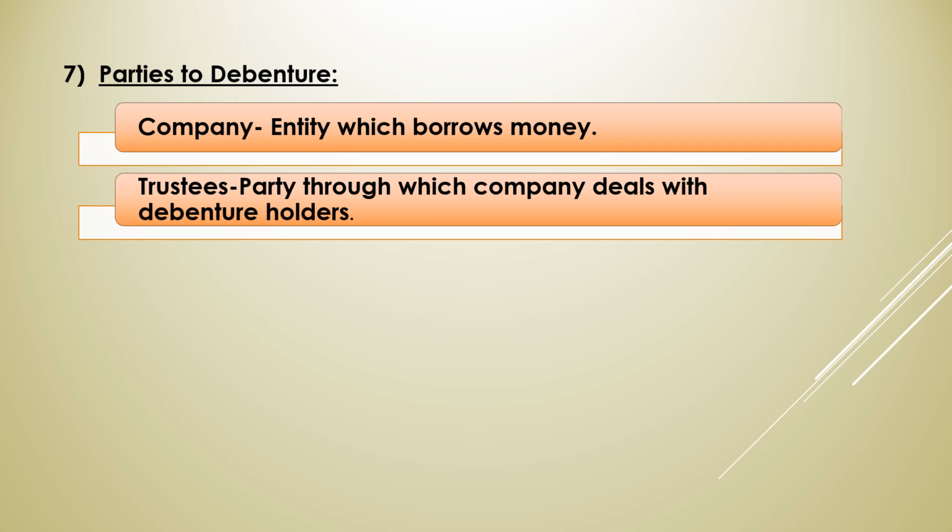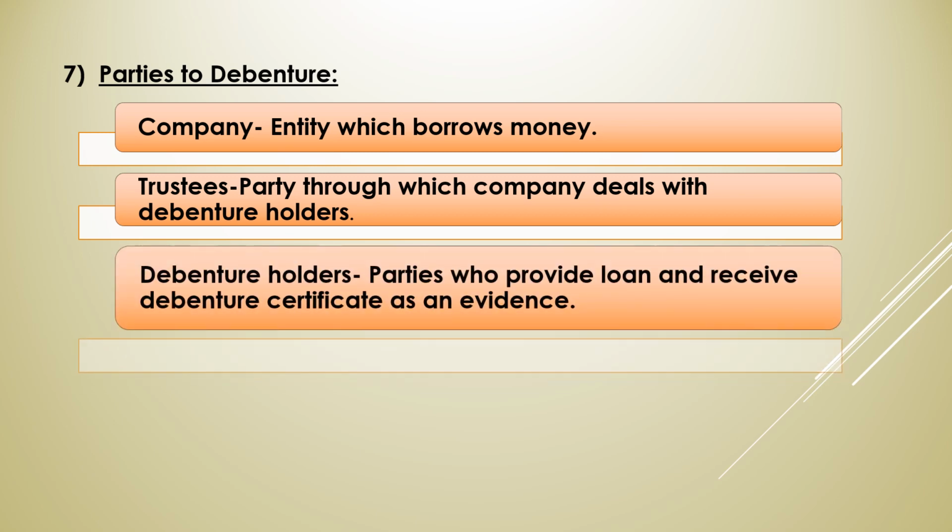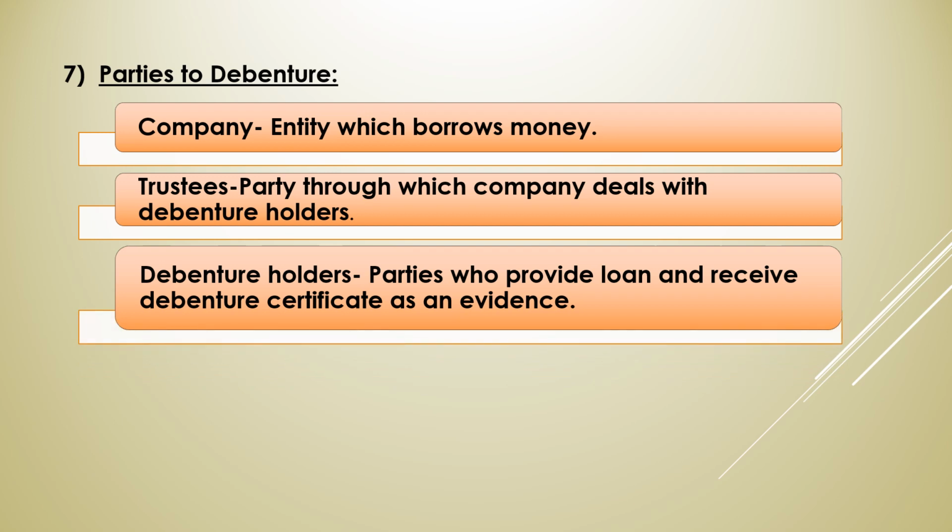Further, the company has to make an agreement with the trustees, which is known as trust deed. This trust deed specifies the rights of the debenture holders, the power of the trustee, and the obligation of the company. The third party are the debenture holders themselves, who provide the loan capital to the company and receive debenture certificate as an evidence or proof of the loan amount given to the company.